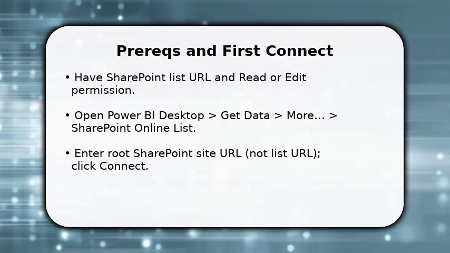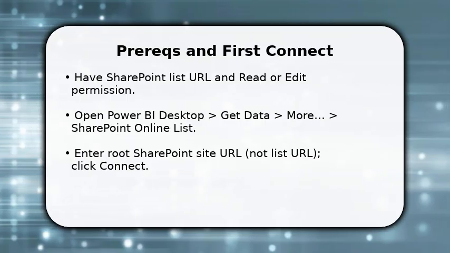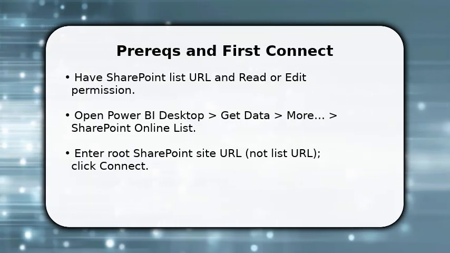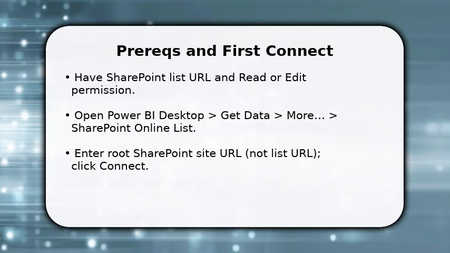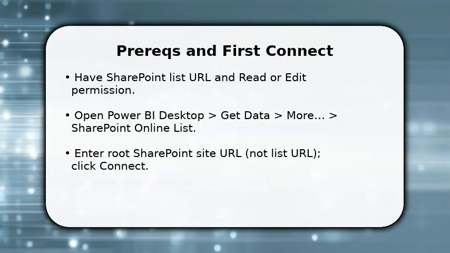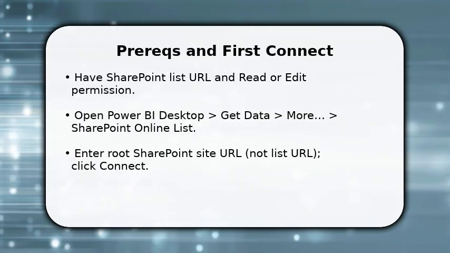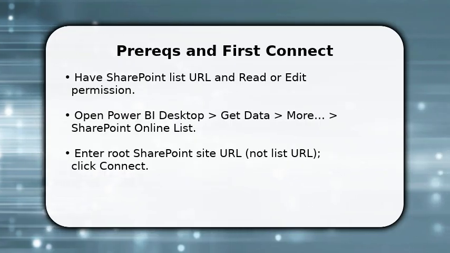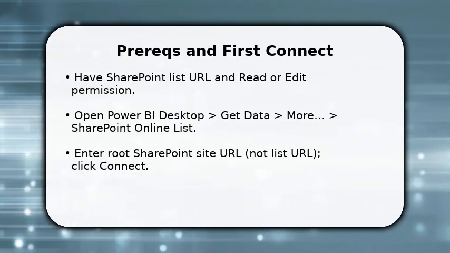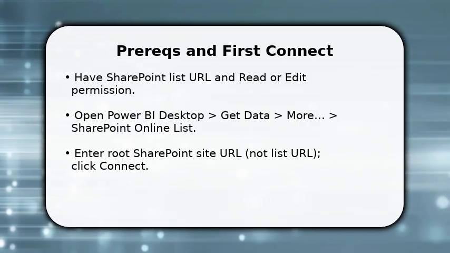To start, confirm you have the SharePoint site URL and adequate permissions, then open Power BI Desktop. From Get Data, choose More and pick SharePoint Online List. This is the only built-in connector that reads lists. When prompted, paste the site root, not the list page, so Power BI can enumerate all lists.